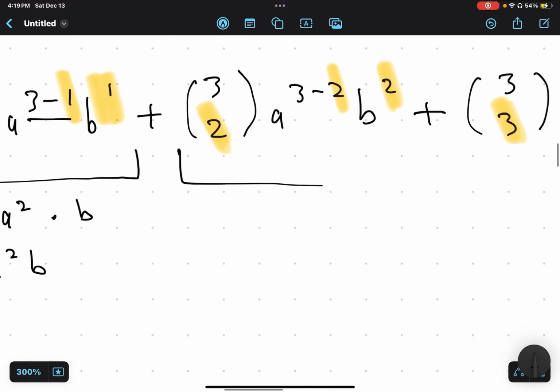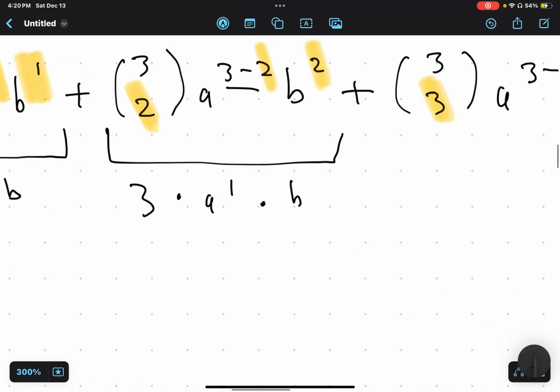We're going to simplify this one right here. So 3 choose 2. I do know that one as well. It is also 3. And now we have a to the power of 3 minus 2. A to the power of 3 minus 2 is a to the power of 1. And then we have b squared.